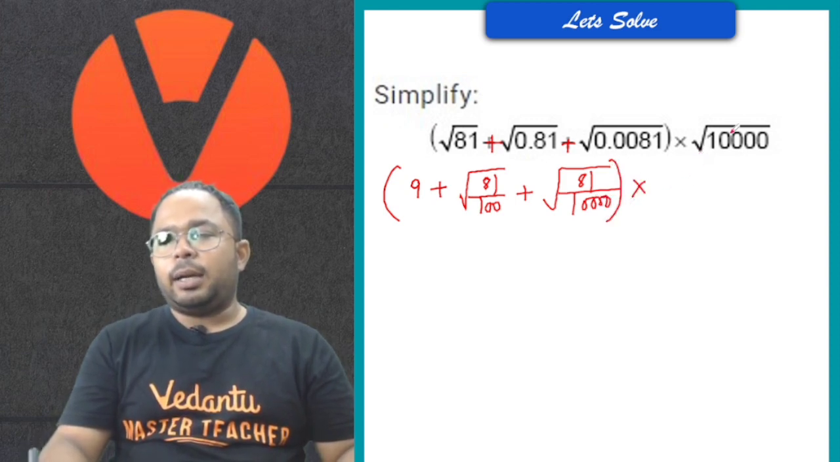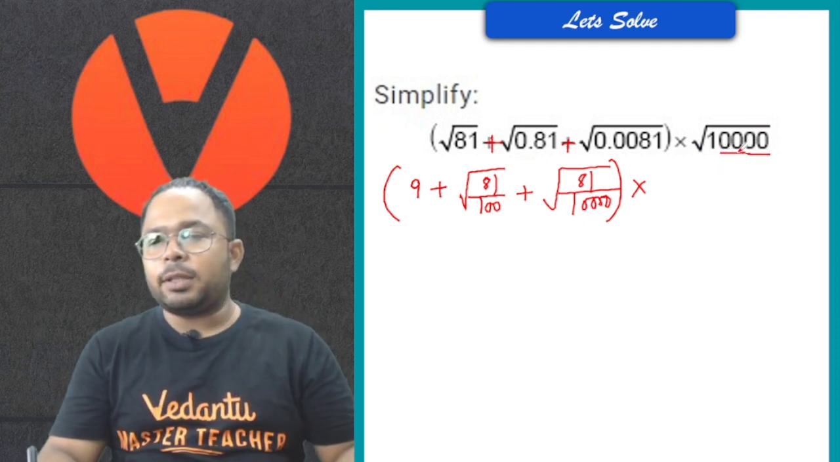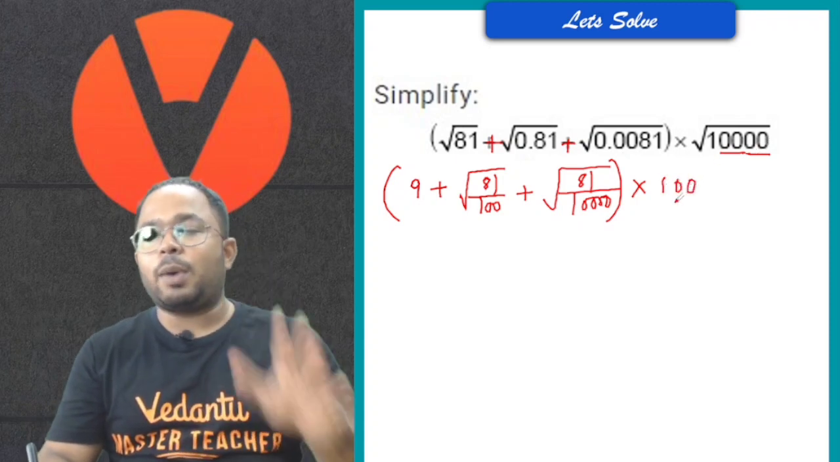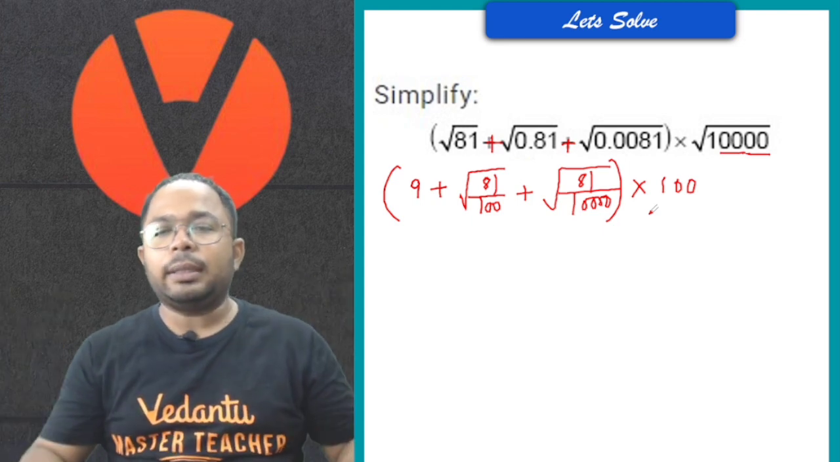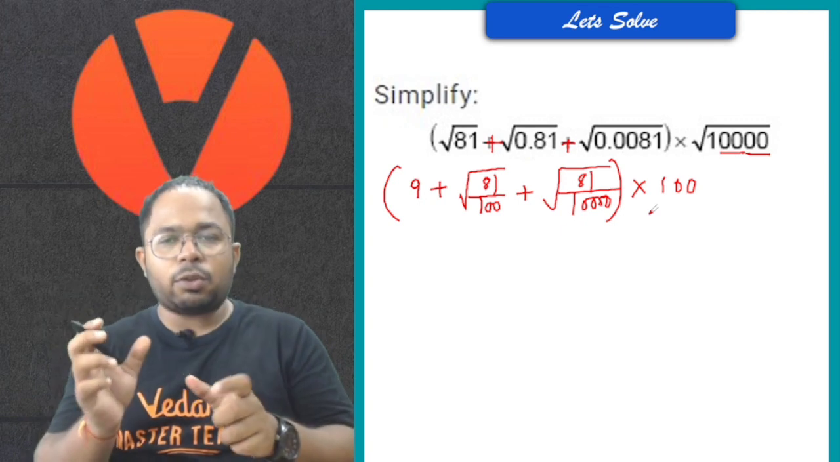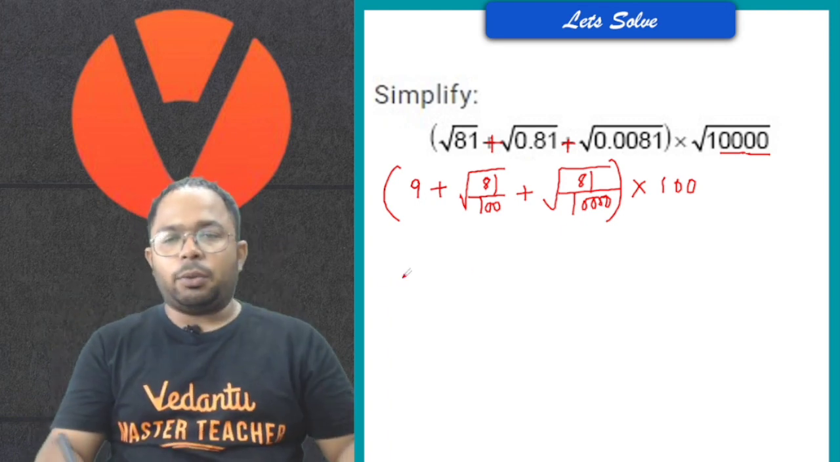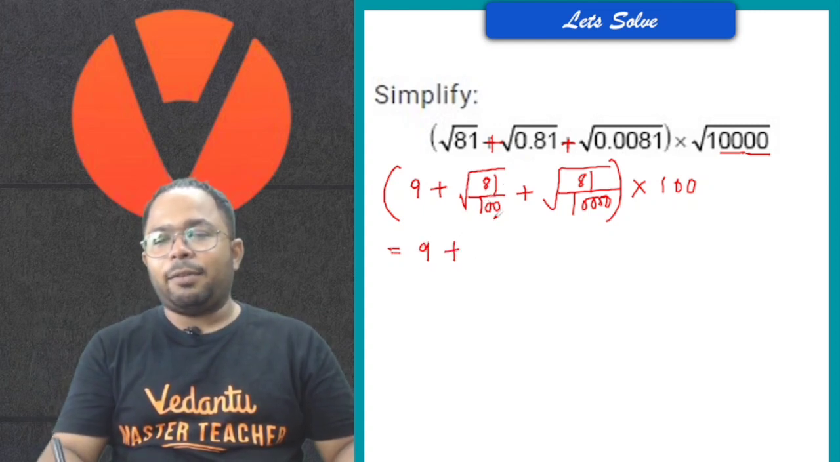Into under root 10,000. If you have an even number of zeros with 1, you take half the number of zeros. So 4 zeros are there, so 1 with 2 zeros becomes the square root of it. No need to do any prime factorization or long division method in case you are getting an even number of zeros with 1. So here we get 9, and under root 81 by 100.